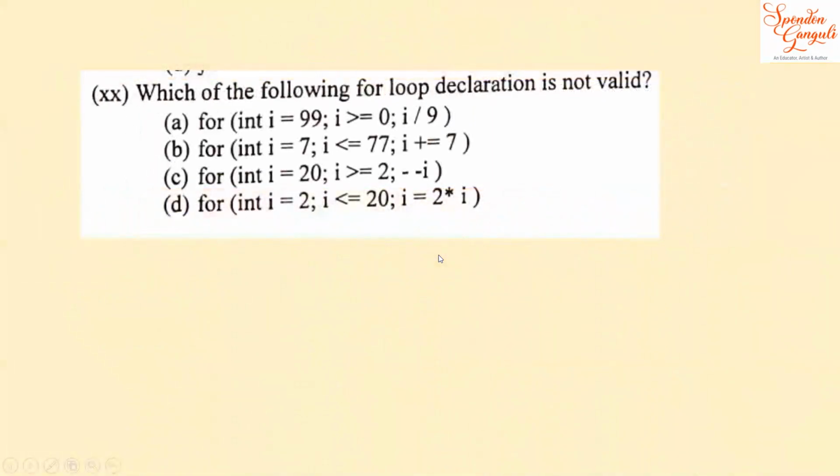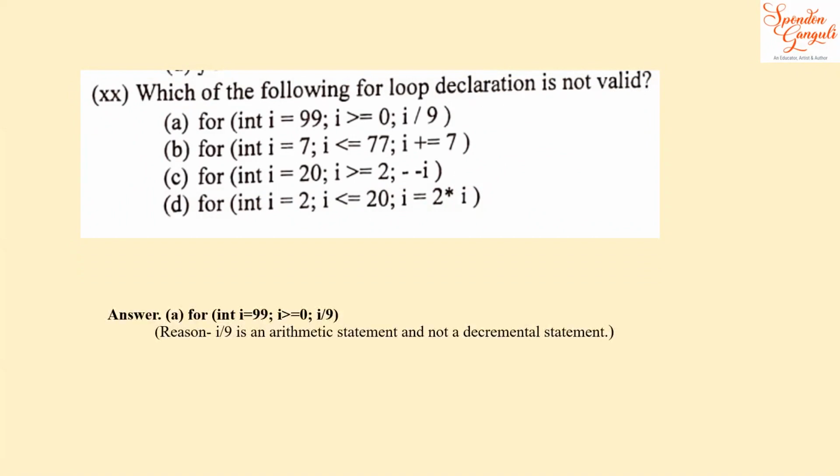Next question. Which one of the following for loop declarations is not valid? So the correct answer here is option A, because you can see i by 9 is an arithmetic statement and not a decremental statement. Whereas in the rest of the three options, initialization, condition and reinitialization are valid. Only in the first option, initialization and condition are valid. Reinitialization statement is invalid.